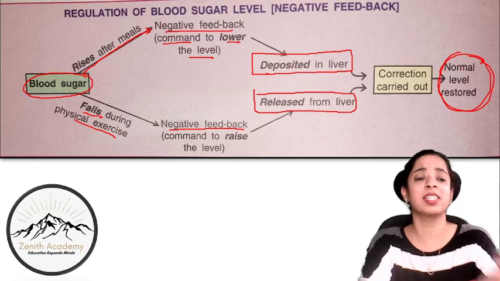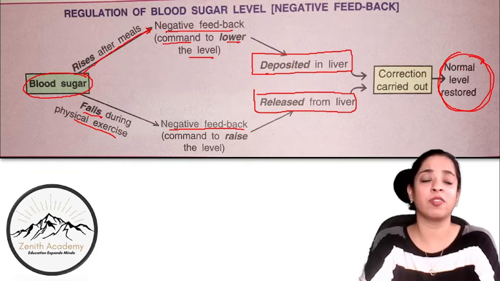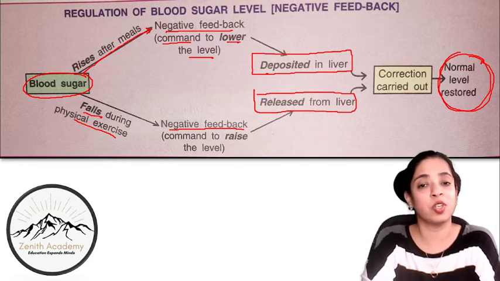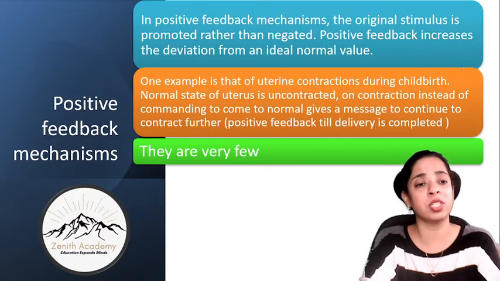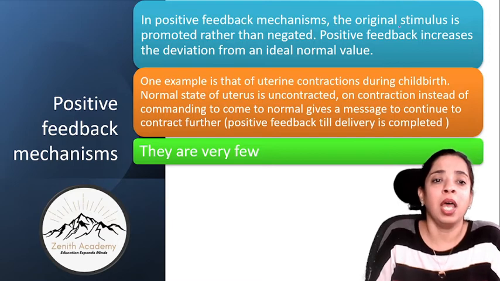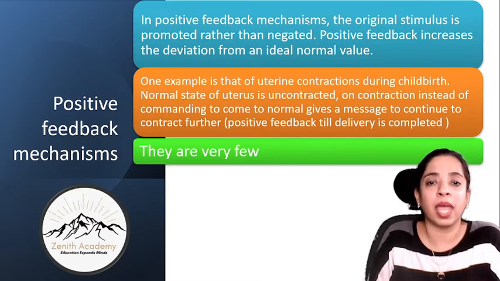We have read this in our previous chapters also, where we were talking about insulin and diabetes and all those things, right? Now let's talk about positive feedback mechanism. In positive feedback mechanism, the original stimulus is promoted rather than negated. This is a very important line.